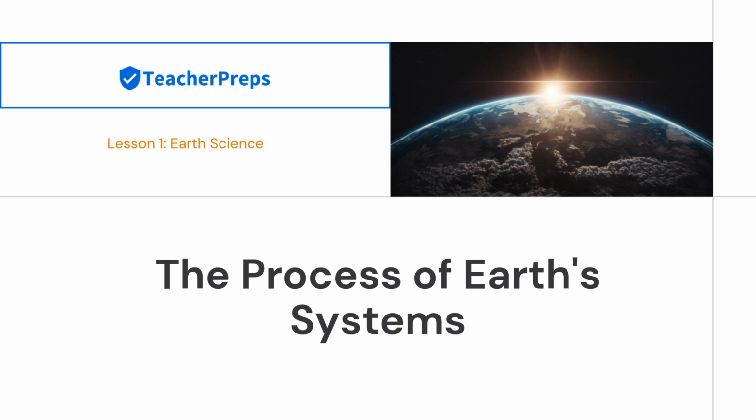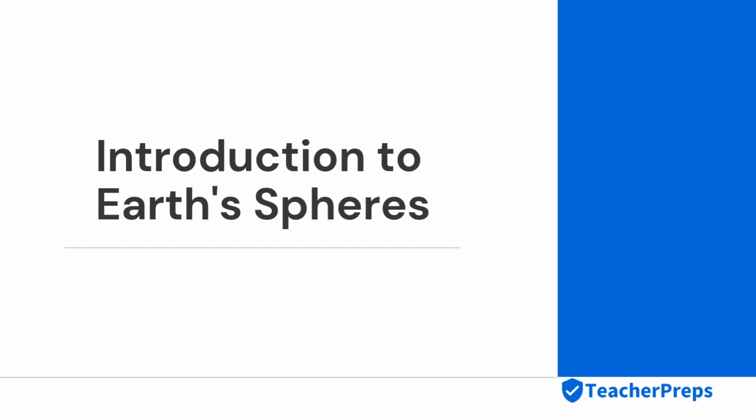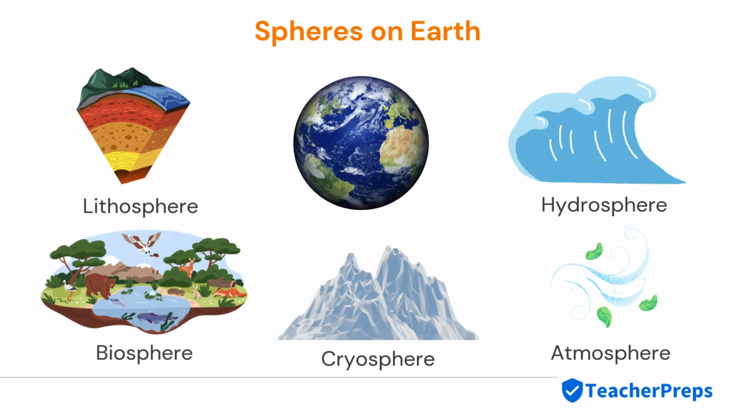Now let's go ahead and look at the process of Earth's systems, beginning with an introduction to Earth's different spheres. The Earth is composed of various interconnected subsystems known as spheres, which work together to maintain the planet's diverse ecosystems. Understanding these spheres is essential for comprehending how the Earth functions as a system, as well as to answer your upcoming exam test type of questions. So let's discuss this topic now.